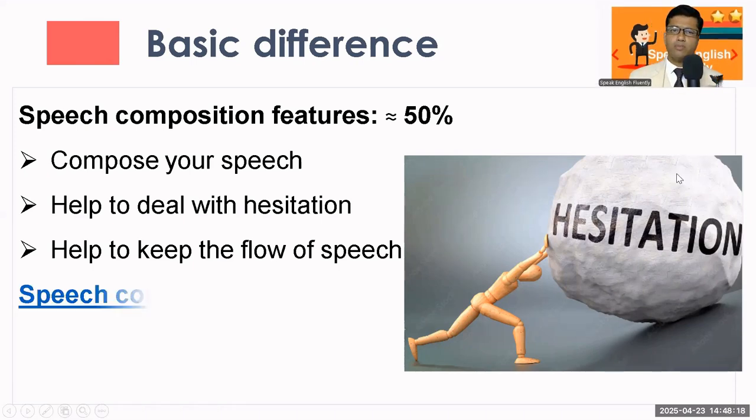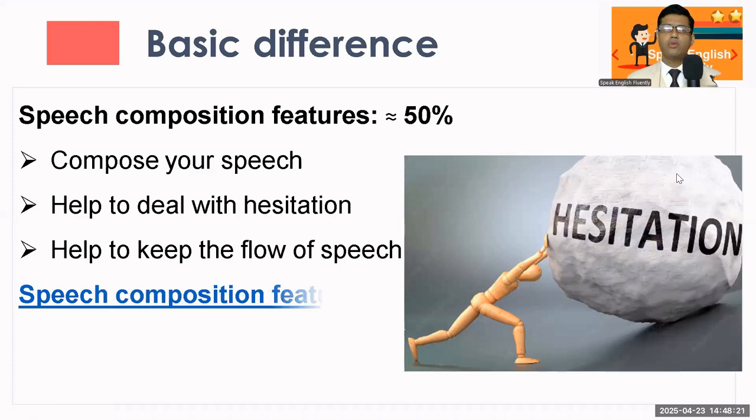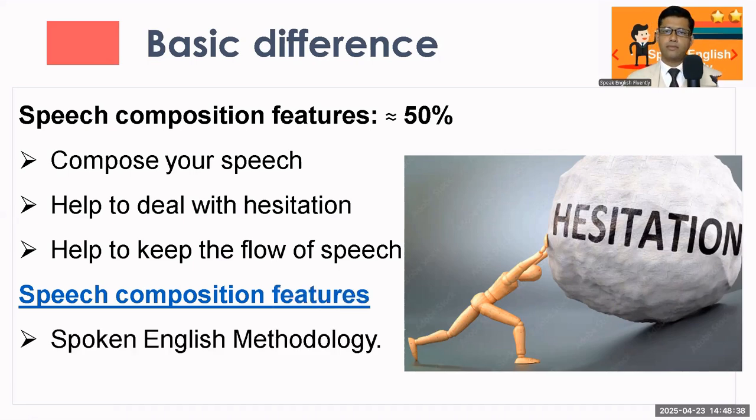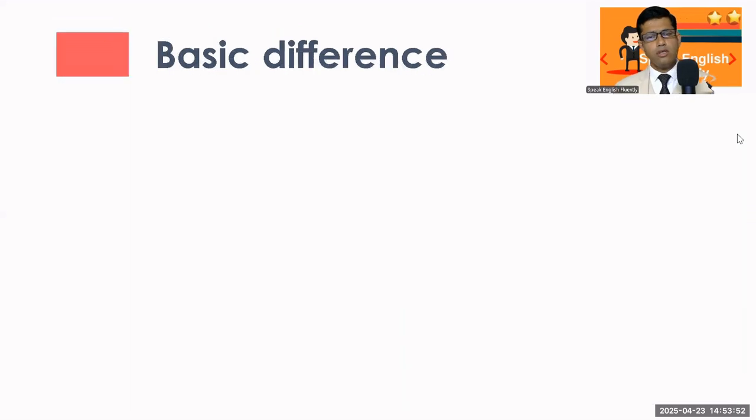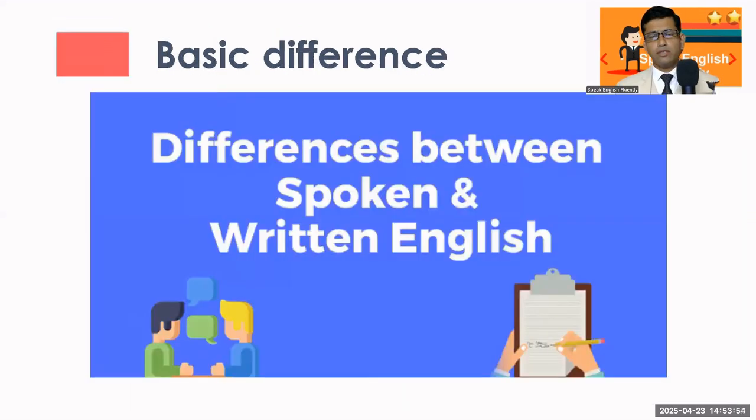We don't know what the speech composition features are and how to use them to compose our speech. And that's why we get stuck after speaking a few sentences. There is no information available on Google or the internet either. The most important thing is speech composition features are one part of spoken English methodology. Now we just saw the basic differences between the writing and speaking process. Because of these basic differences, we cannot use the written English methodology to produce spoken English.